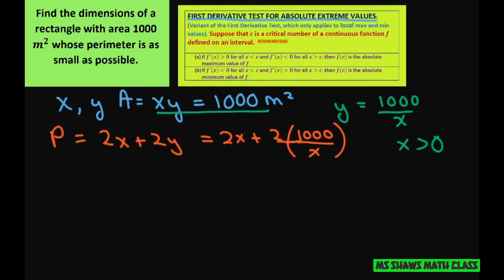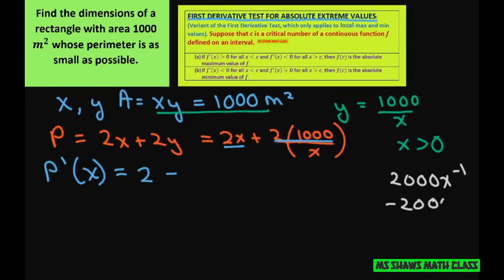To minimize it, we're going to take the derivative, p prime of x. So remember, this is just 2,000. The derivative of 2x is 2, minus, and then again the derivative of 2,000x to the negative 1 is negative 2,000 x to the negative 2, which is going to be 2,000 divided by x squared.